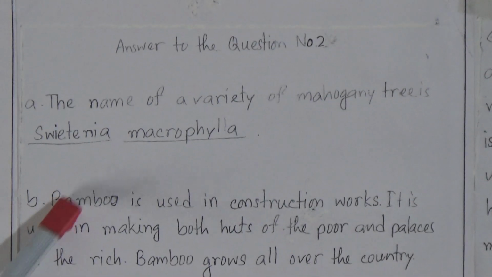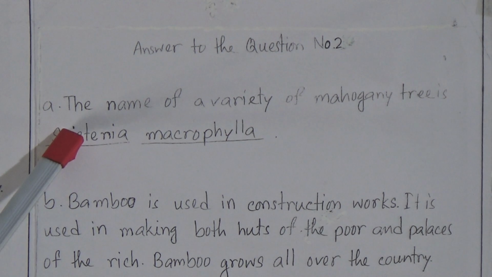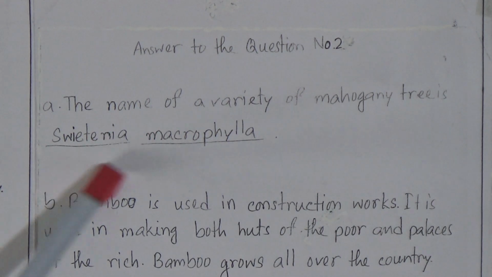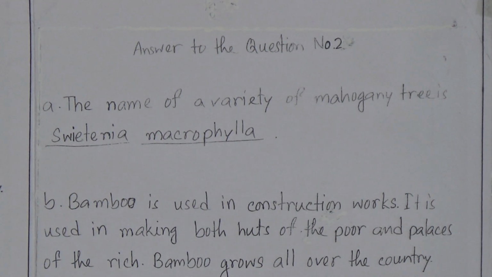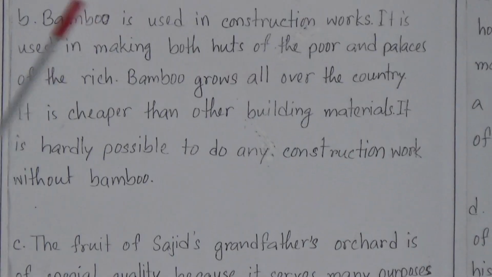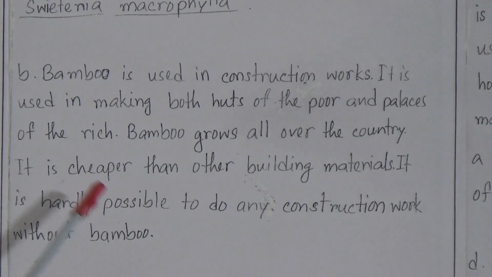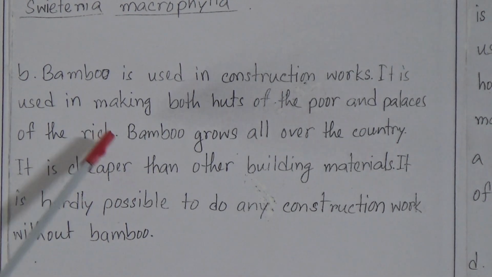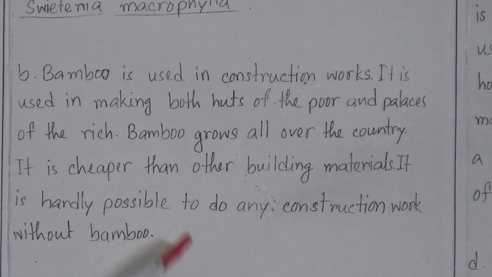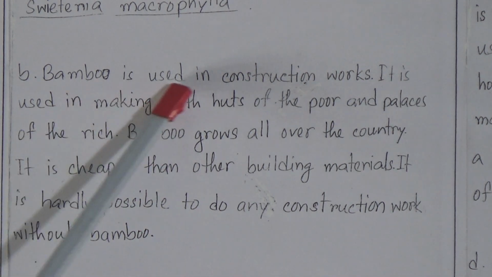And the answer is, for the first question, that means the name of a variety of mahogany tree. The name of a variety of mahogany tree is Swietenia microphylla. And now number B, explain the reasons of describing bamboo as a construction material. And we all know that we can use bamboo as a construction material because we can make huts, and we can also use it for our construction, building the high rise building or the tall building. Bamboo is very essential. Bamboo is used in construction works.